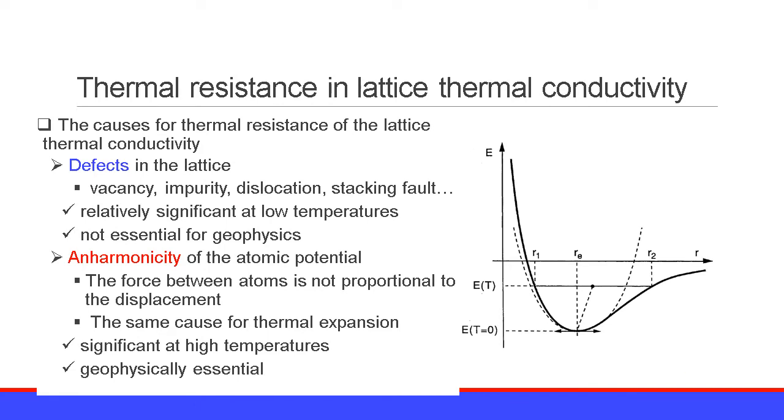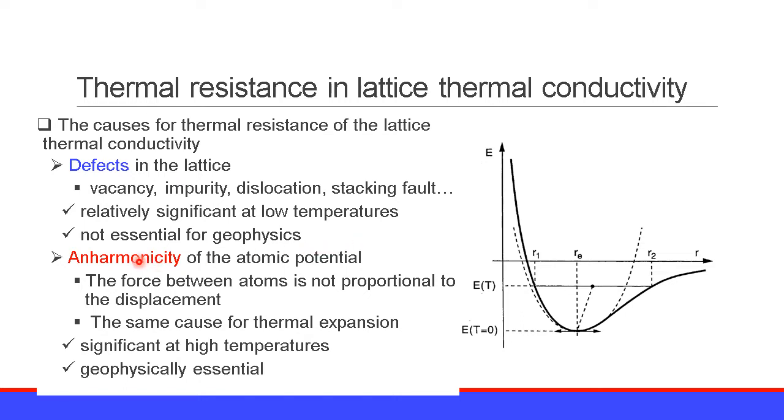Then, in what case is the propagation of the lattice wave prohibited or disturbed? There are two main causes for the thermal resistance of the lattice thermal conductivity. One is defects in the lattice, namely vacancy, impurity, dislocation, stacking fault, and so on. They are important at low temperatures. This means they are not important for geophysics because the Earth and planetary interiors are at high temperatures.